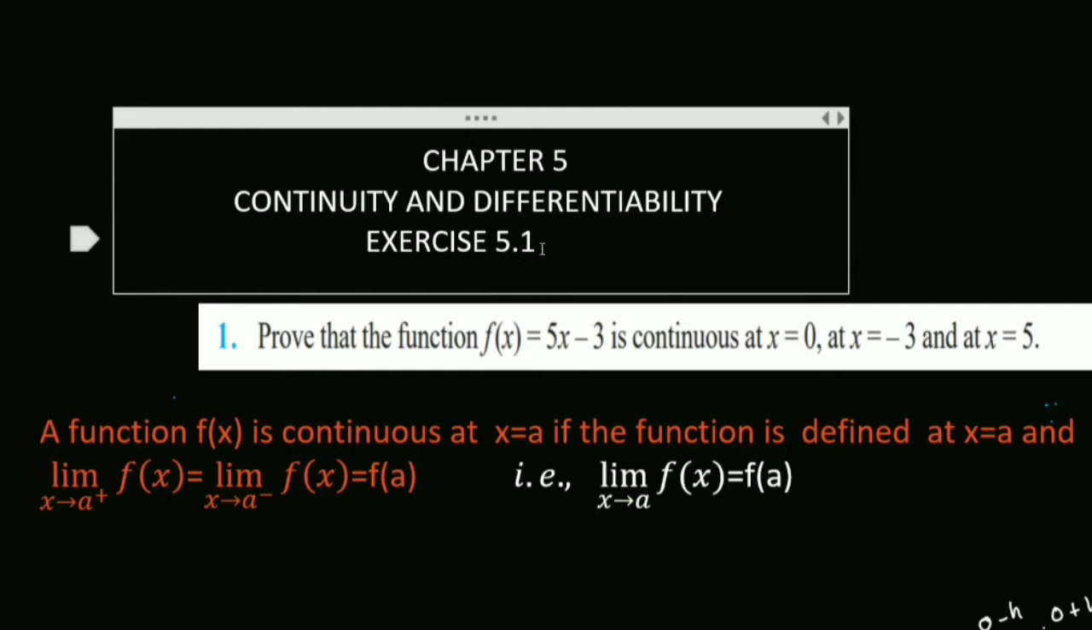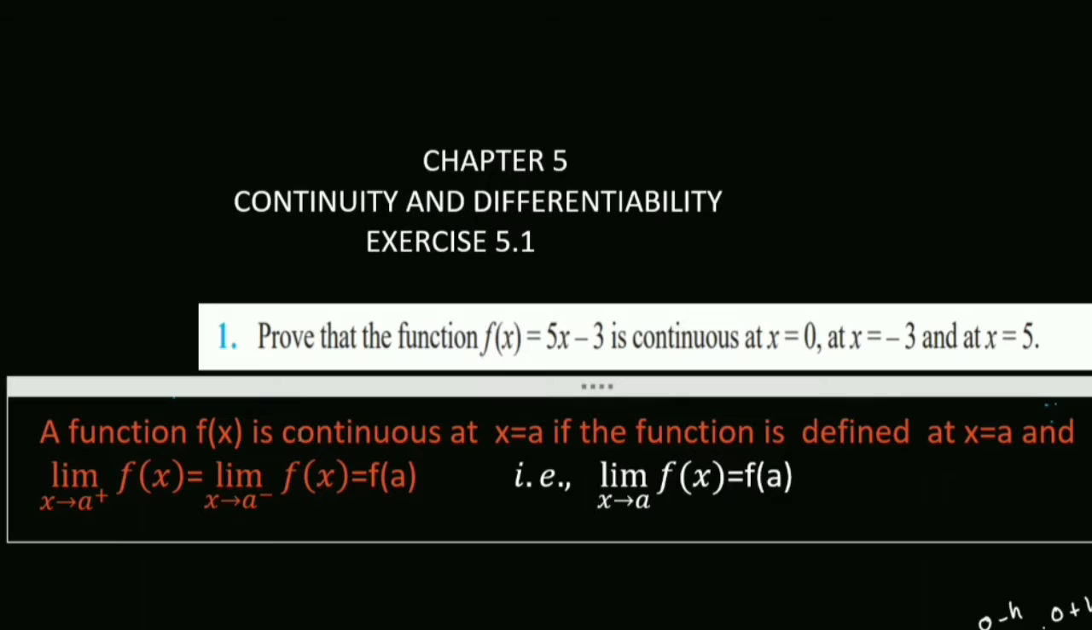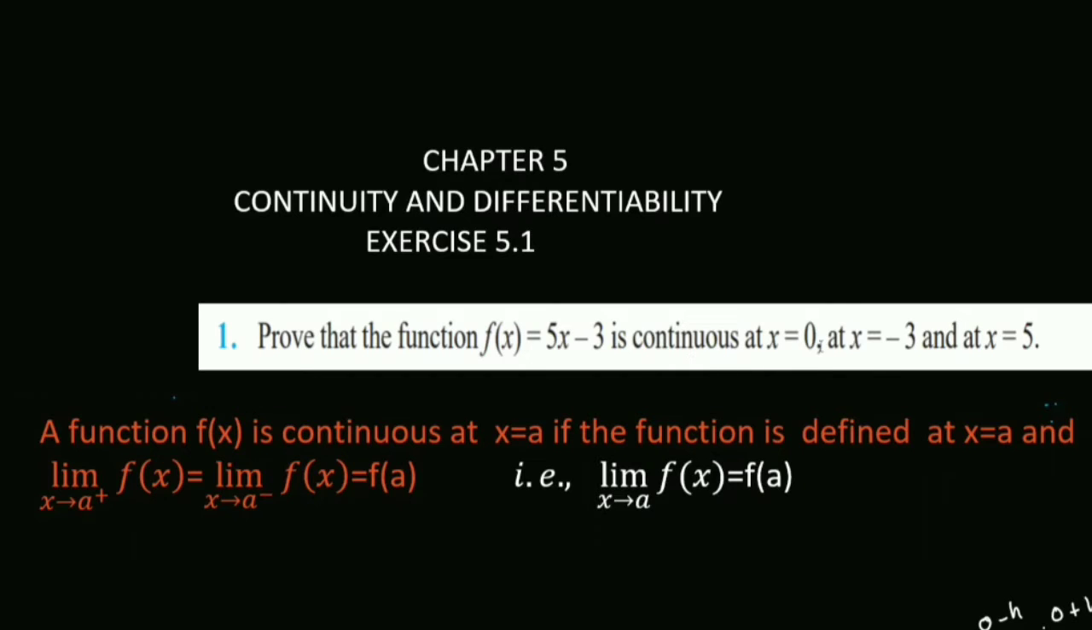Hello students, today we are going to do exercise 5.1 from the chapter Continuity and Differentiability. First question: prove that the function f of x is equal to 5x minus 3 is continuous at x is equal to 0, at x is equal to minus 3 and at x is equal to 5.